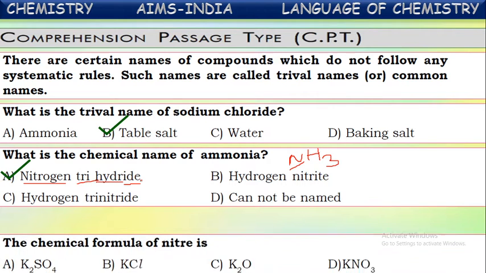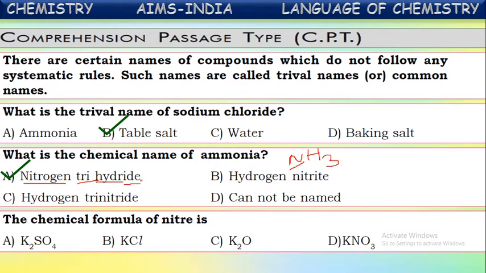Okay. Next, the chemical formula of niter. Yes, niter is a common name or trivial name of potassium nitrate. Potassium nitrate's common name is niter. Okay, KNO3 is a chemical compound with the trivial name niter.